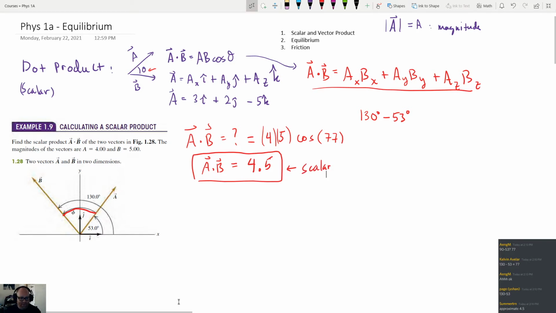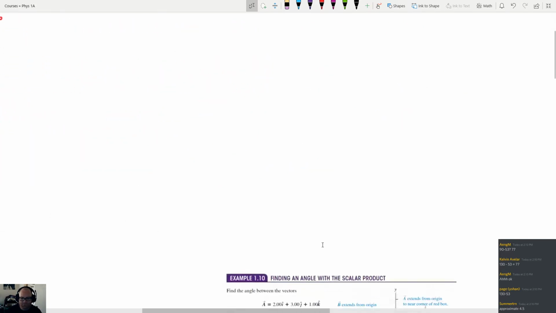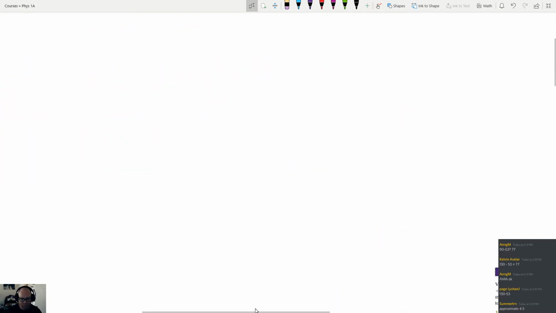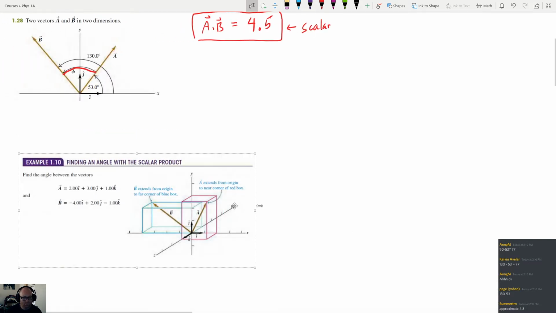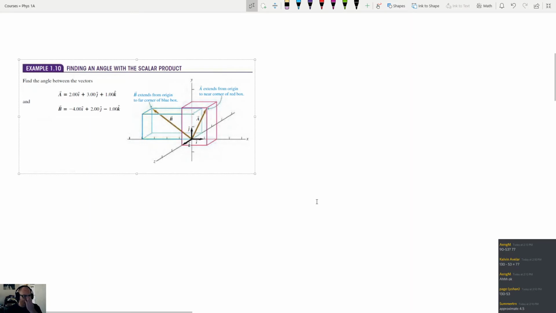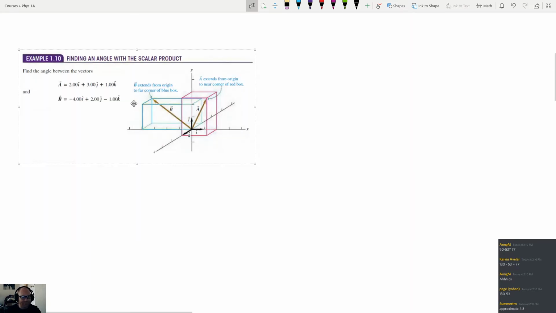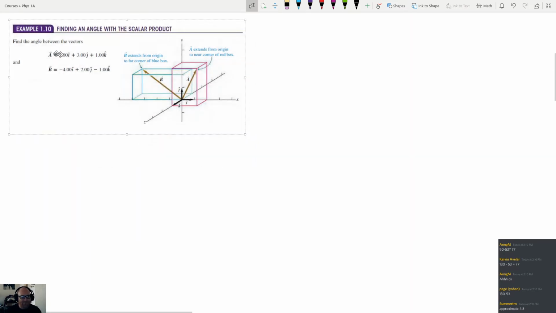All right, let's do one that's a little trickier. Okay, this one says find the angle between the vectors. And we're given two vectors, 2i hat, 3j hat. Let's write these over here.